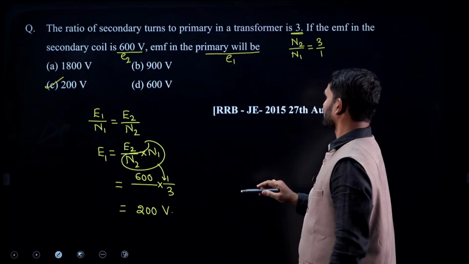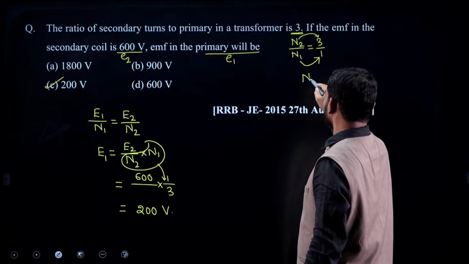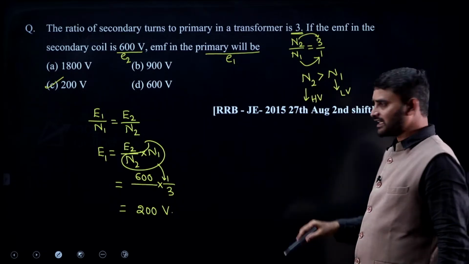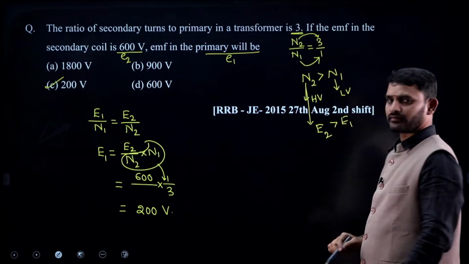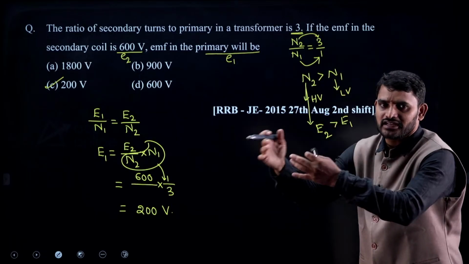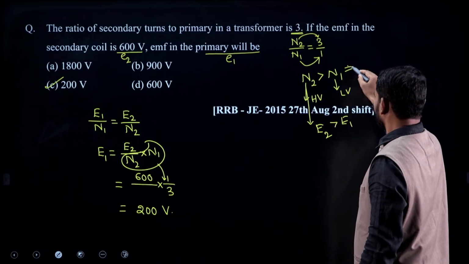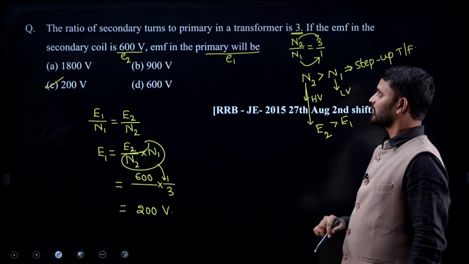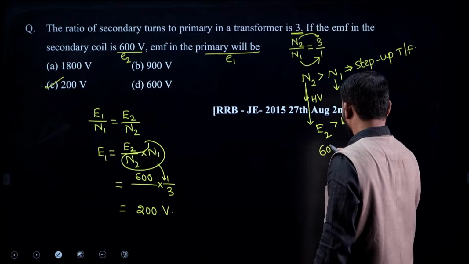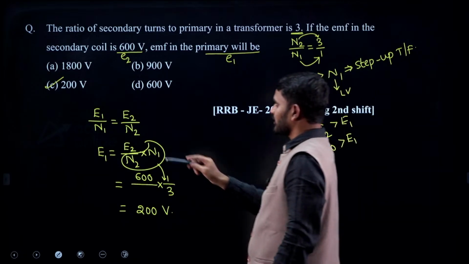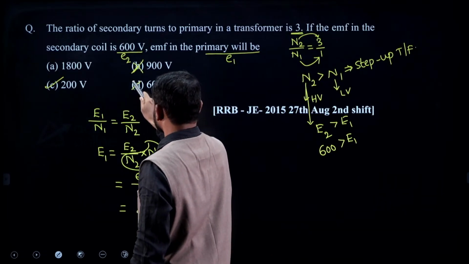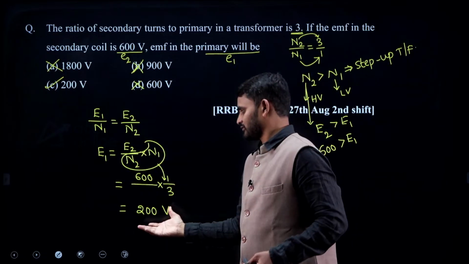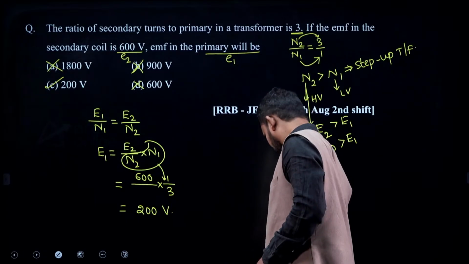Okay. You just look at the question. Here N2 is 3, N1 is 1, which means N2 is greater than N1 or not? N2 greater than N1 is nothing but a high voltage winding, and the other is low voltage winding. So, definitely E2 will be greater than E1. If N2 is greater than N1, if more turns are on the secondary side, it is like a step up transformer. E2 is 600, which means E1 must be less than 600. Of the options 1800, 900, 600, I can eliminate 3 options, so the only answer is going to be 200. So, you can eliminate options and find the answer also, if you do not get this calculation.